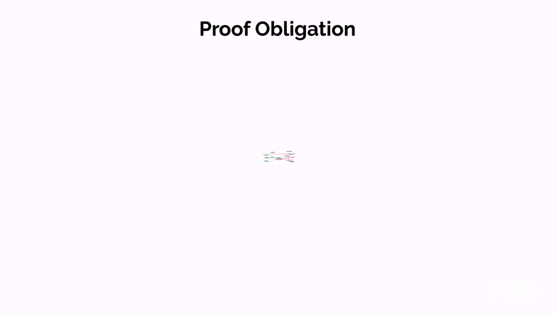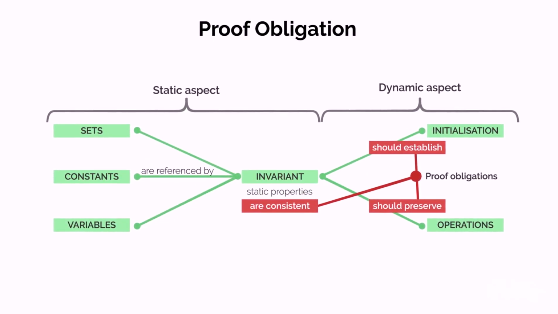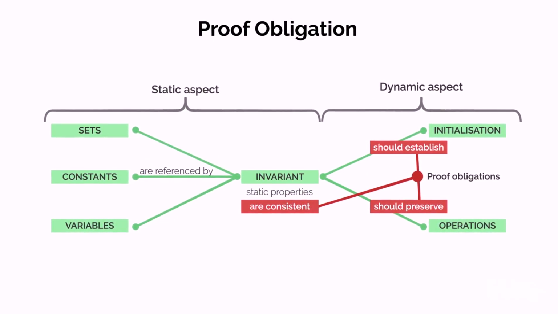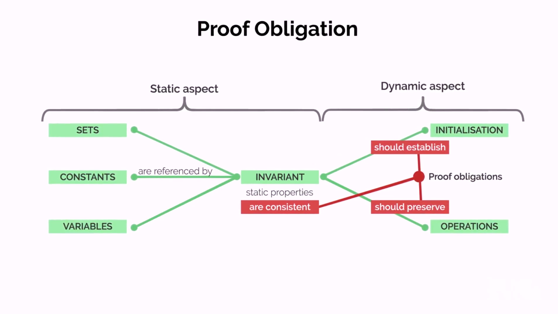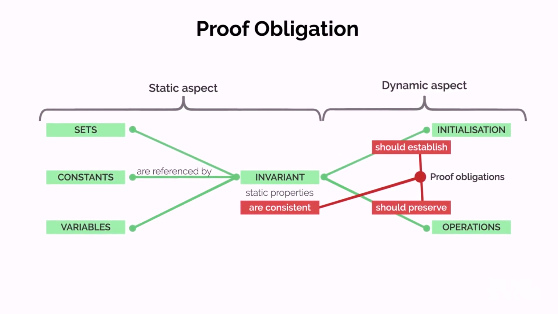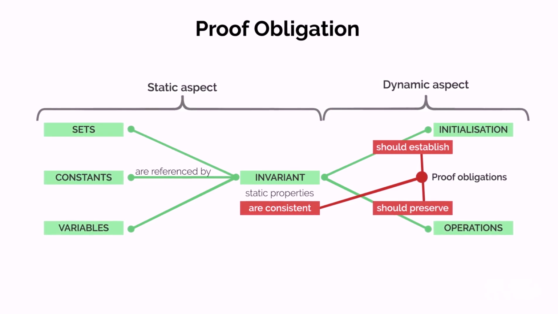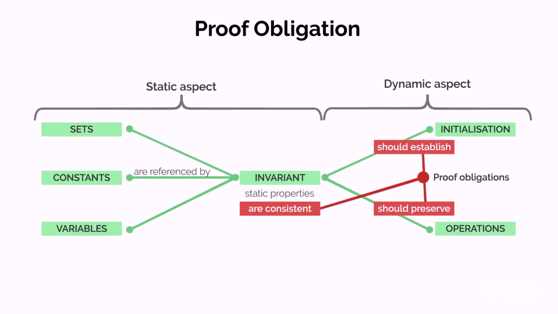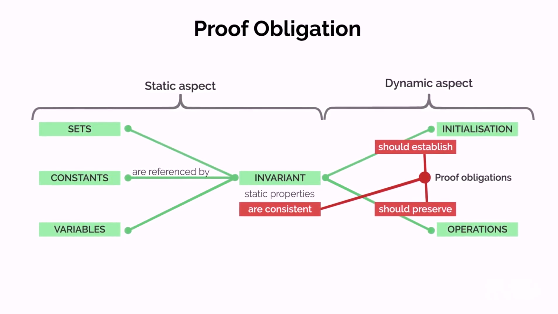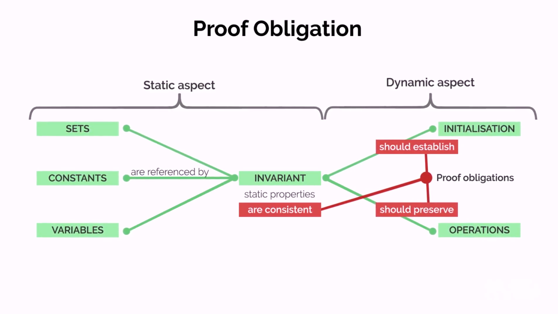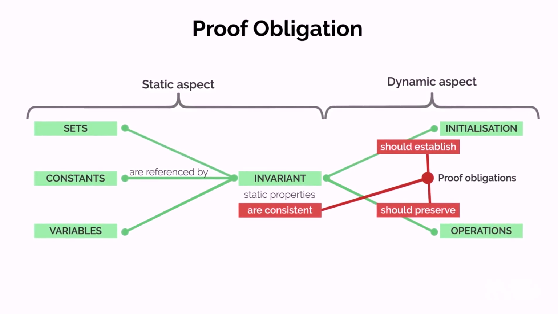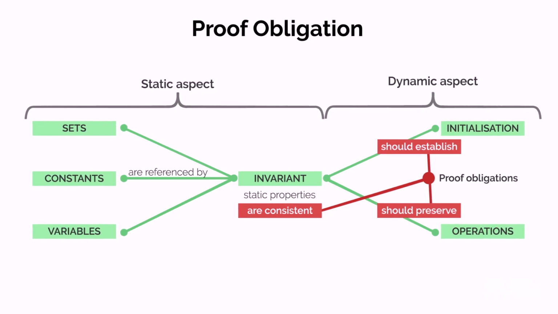So proof obligations are mathematical predicates. They can be either true or false. When a proof obligation is false, the model is not correct. Either the static aspect or the dynamic aspect have to be modified. A software is correct only when all its proof obligations are true.